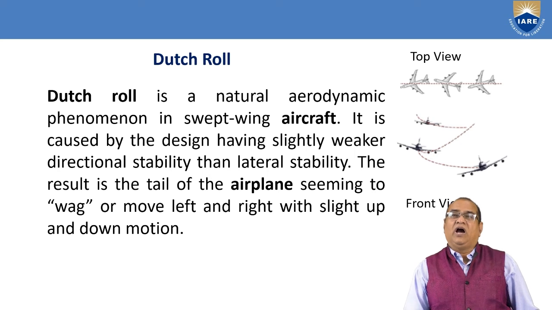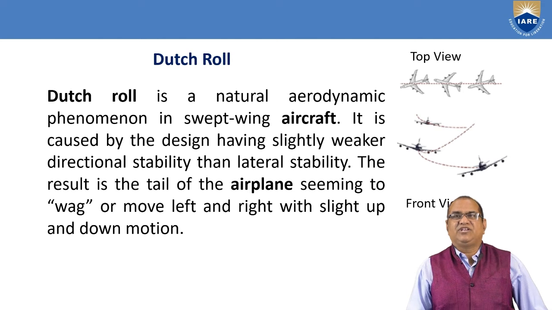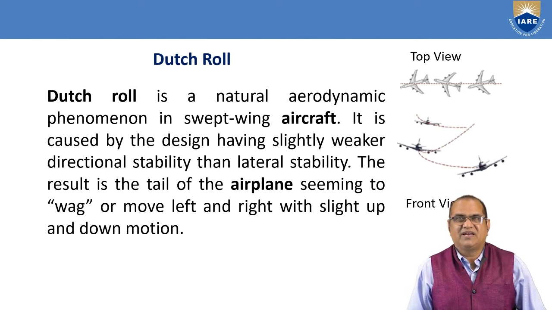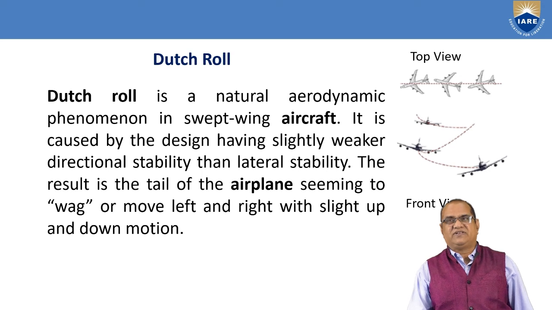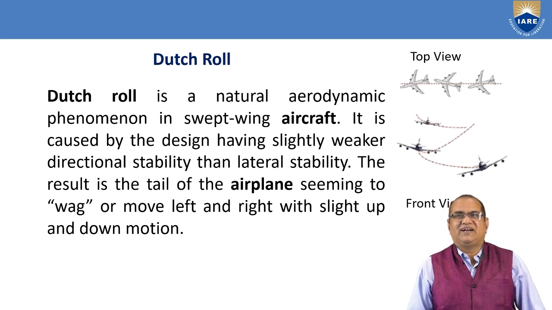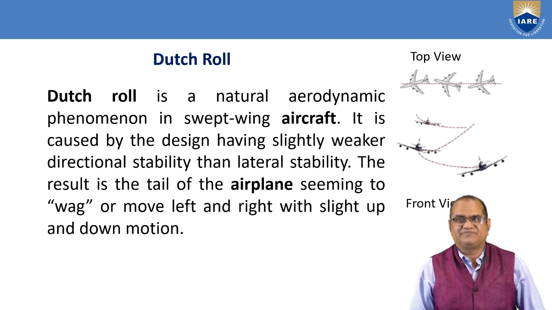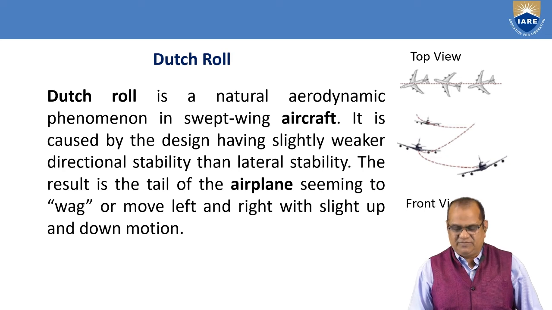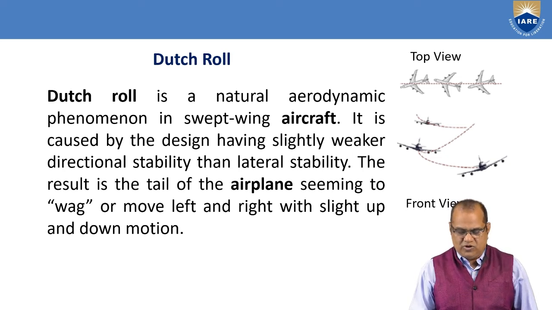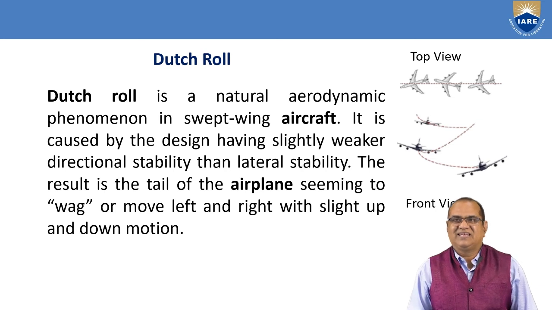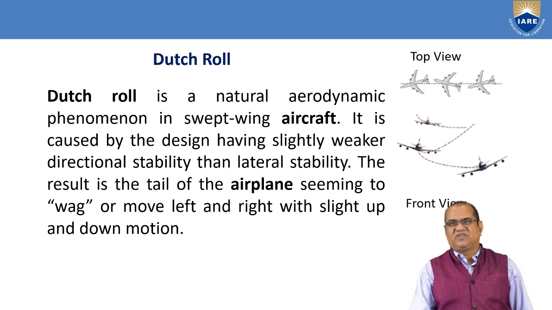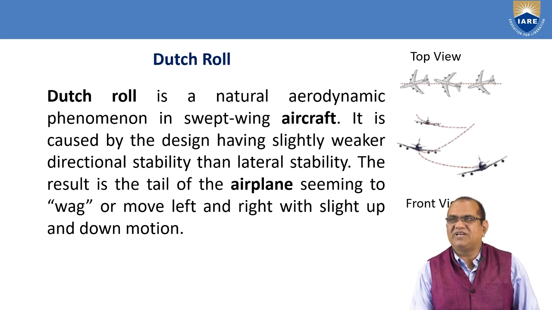Next, another mode is Dutch roll. Dutch roll is a neutral aerodynamic phenomenon in swept wing aircraft. It is caused by the design having slightly weaker directional stability than lateral stability. The result is the tail of the airplane seeming to wag or move left and right with slightly up and down. So for Dutch roll, you can see the top view here.